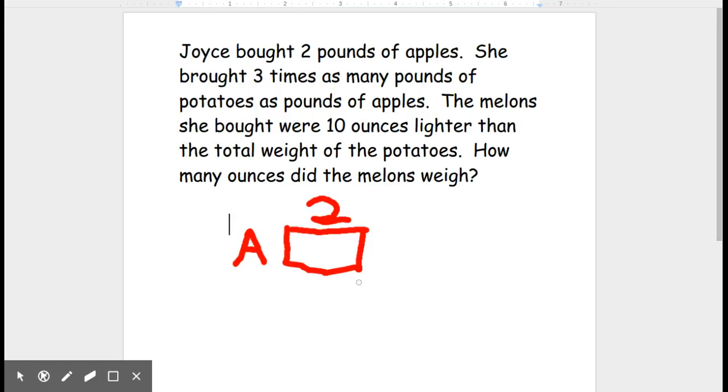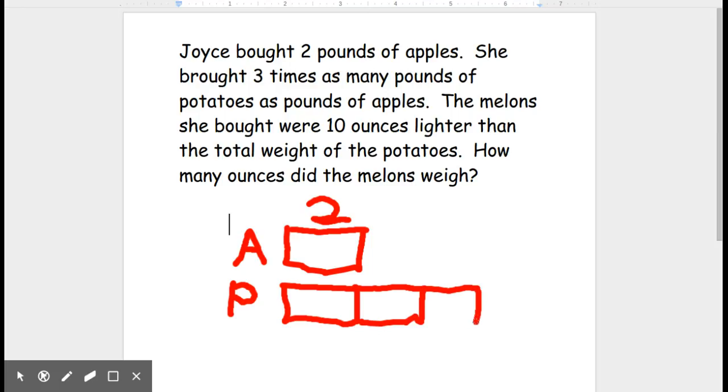Then we know that she bought potatoes. And how many potatoes did she buy? Well, we know that she bought 3 times as many. So if here's 1 time, and we know that's 2, she bought this many potatoes here, and then she bought this many. Now we have 3 times as many.